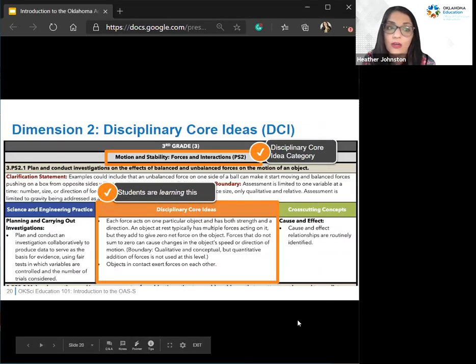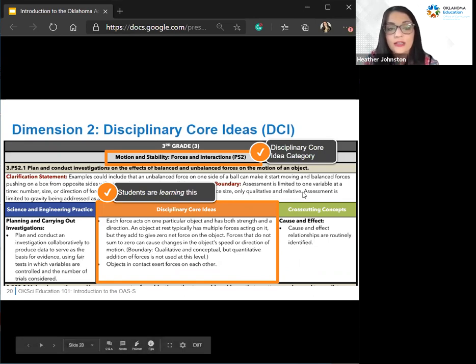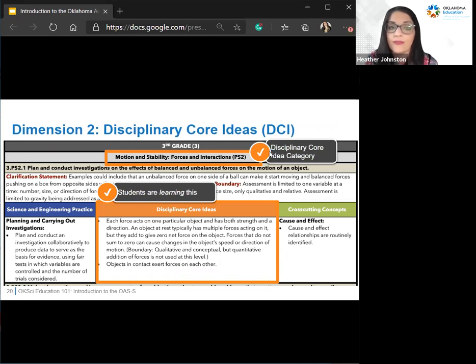The next dimension that we will discuss are the disciplinary core ideas. As you can see within the standard document, there are 2 pieces of the standard that identify the disciplinary core idea. We have the idea category, and then the actual content that they are learning within that particular category. So right now we're looking at physical sciences, specifically motion and stability, and then here are the science ideas that address motion and stability.